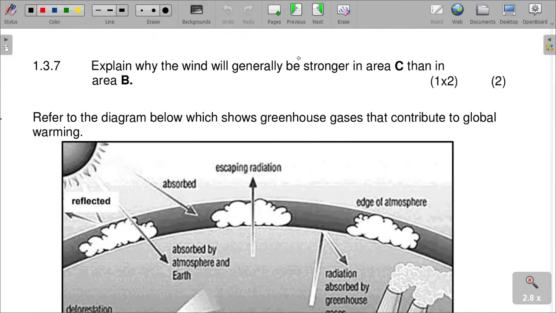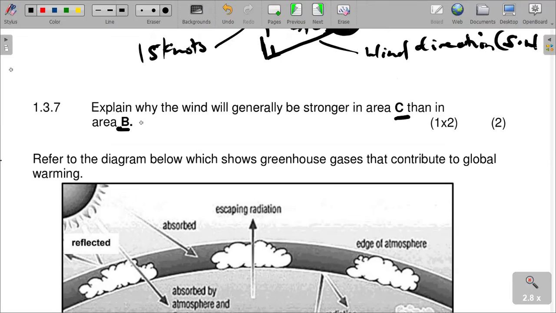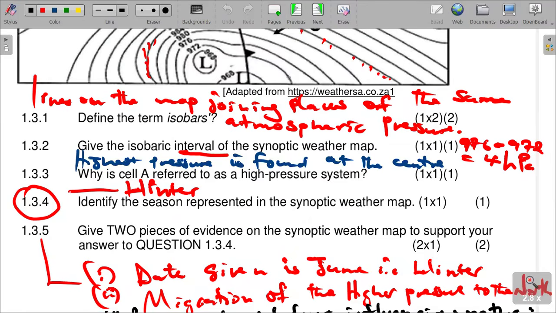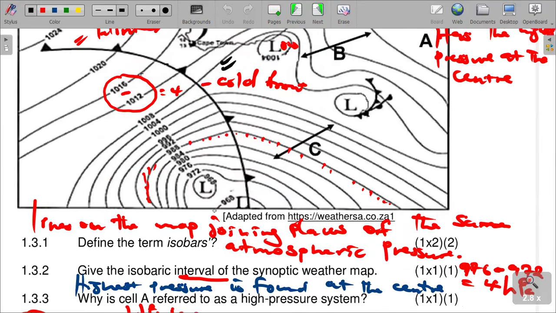Explain why the winds will generally be stronger in area C than in area B. Why is it stronger in area C than in B? That is what the question wants us to answer there. Explain why the wind is stronger in area C than B.